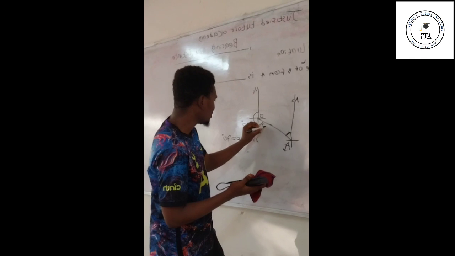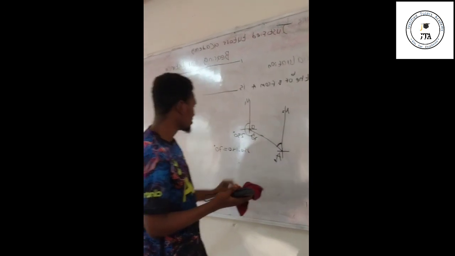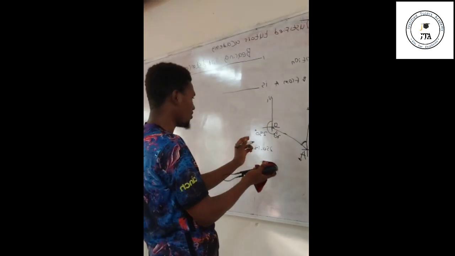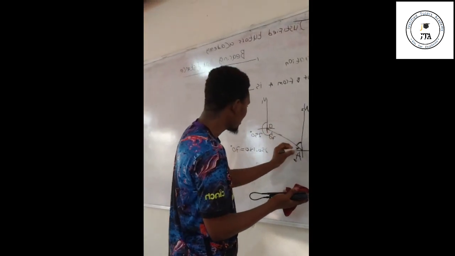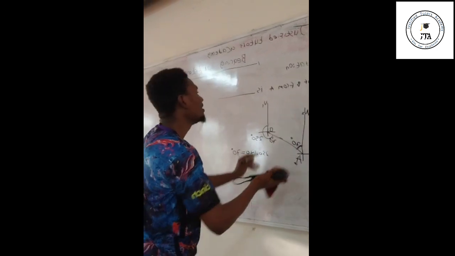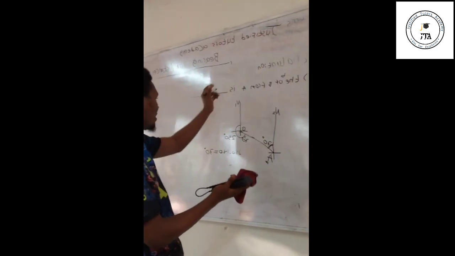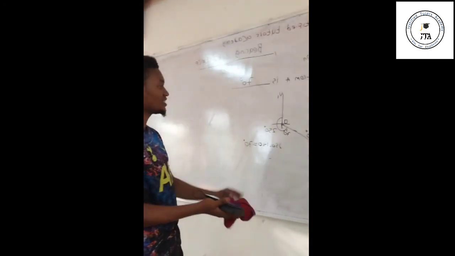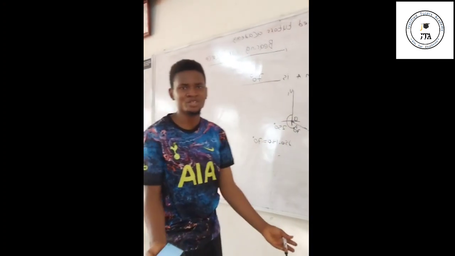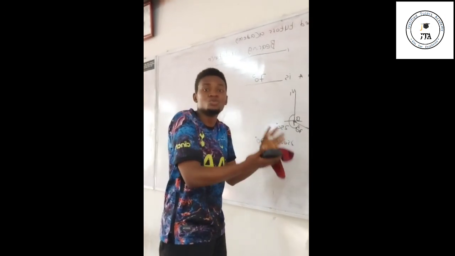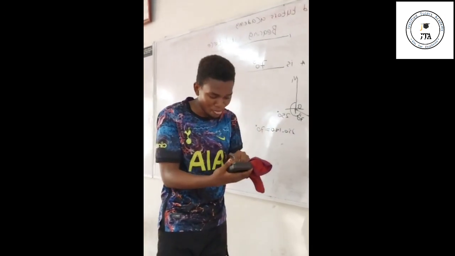So therefore, the angle at this point is 70 degrees. Since we're using complementary angles, from here to here you got 70 degrees. Therefore, the bearing of B from A is 70 degrees. Simple as that, not difficult. So just calm down and pay attention to this particular stuff. Are you getting me?